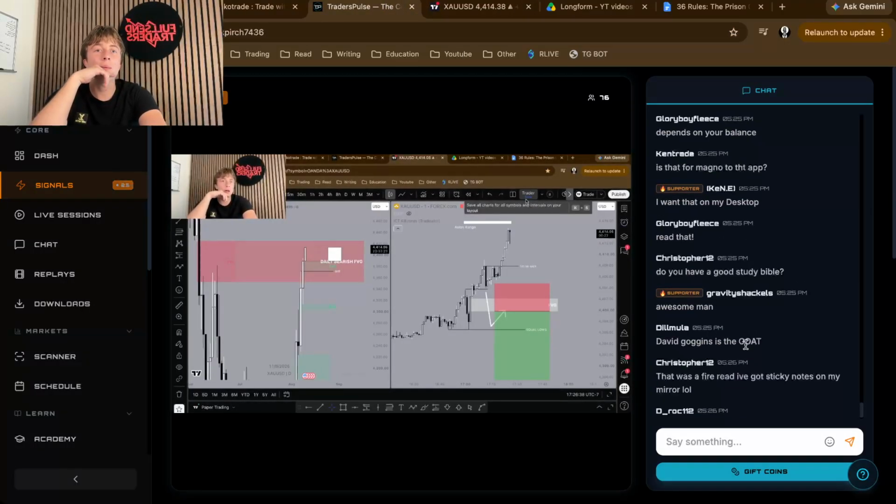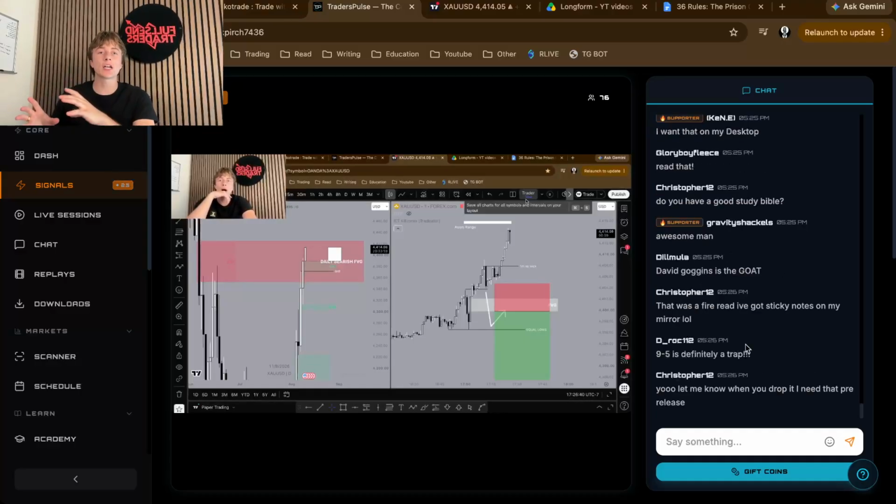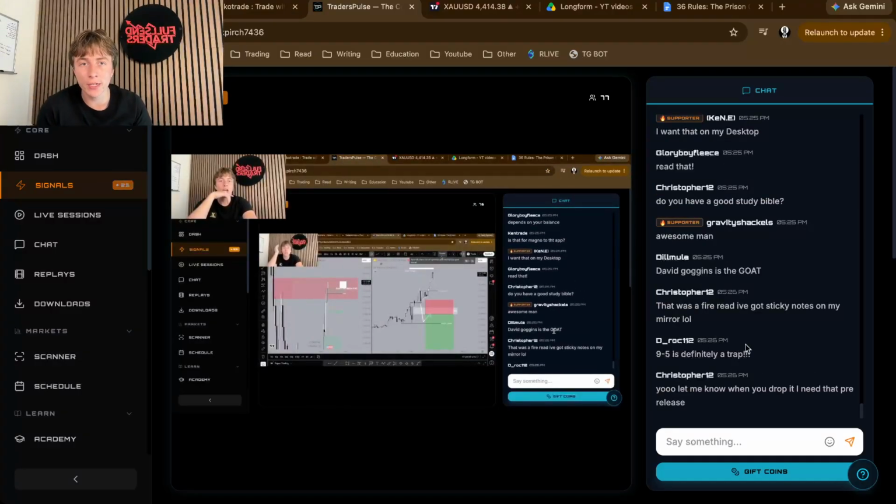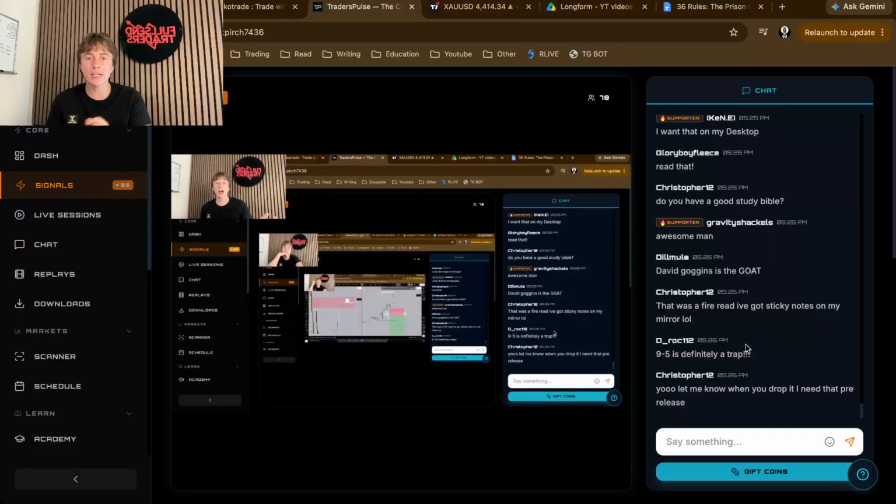Do you have a good study Bible? I have a Bible with a notes section, so I highly recommend that, because it's kind of hard reading the Bible. I made it a little more interactive for myself, where I'm writing stuff and taking notes, and it makes it a lot more fun.